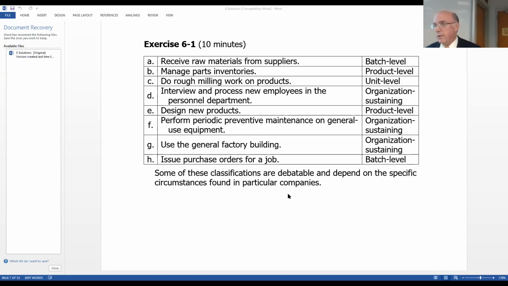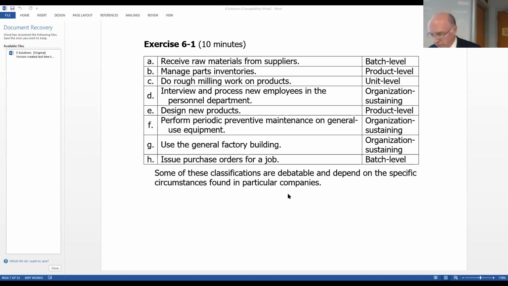Or let's say that you have something that's supposed to be 3/4 of an inch and it's a little bit over because there are little chunks here and there. What you can do is grind that down till it's 3/4 of an inch. That would be called milling. So that's what that means. Again, not on the CPA exam. Well, milling might be, but you don't have to know what it means. Part D, interview and process new employees in the personnel department. Well, that would be an organization sustaining kind of thing.